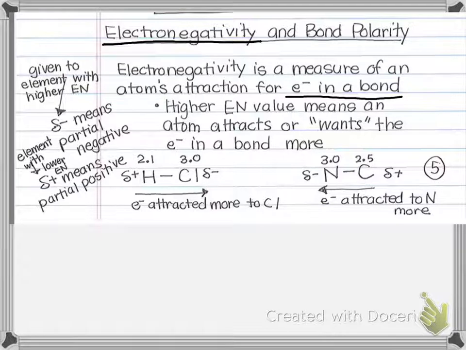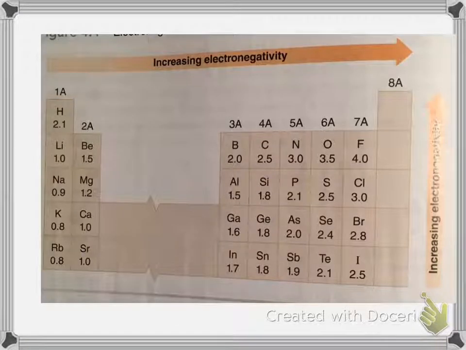So when we're thinking about it, there's going to be numbers. I'll show you on the next page. But the higher that number is, the higher the electronegativity value, what it means is that it wants or attracts the electrons in the bond more. Okay, so the higher the number, the more attracted that atom is to the electrons. So here's a table from the book.